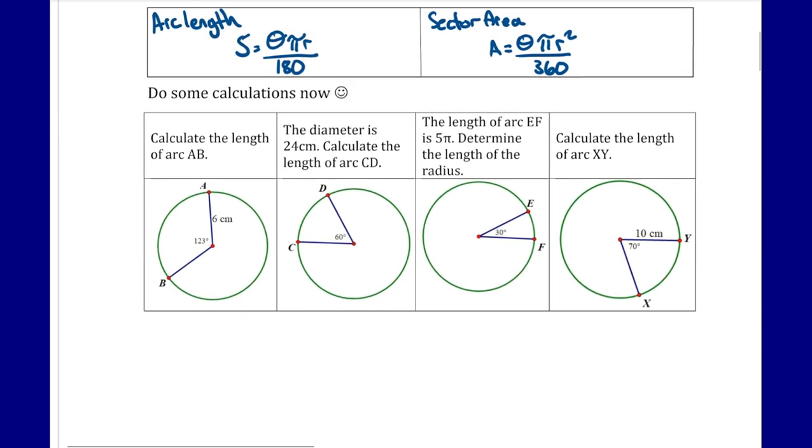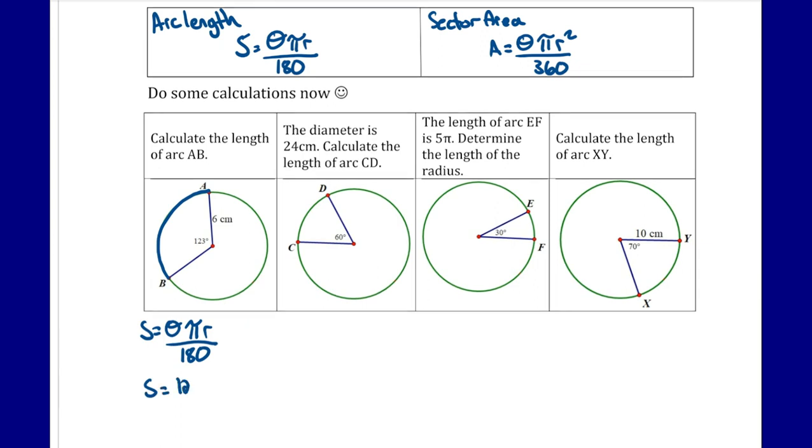So let's go through and use those formulas to do some calculations. For the first one, we want to calculate the length of the arc AB. So the arc is this whole portion here. That whole portion is what we're going to be looking at. We want to figure out what that length is. So that's where we use the arc length formula.